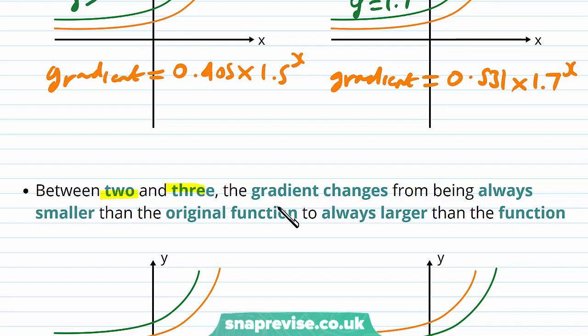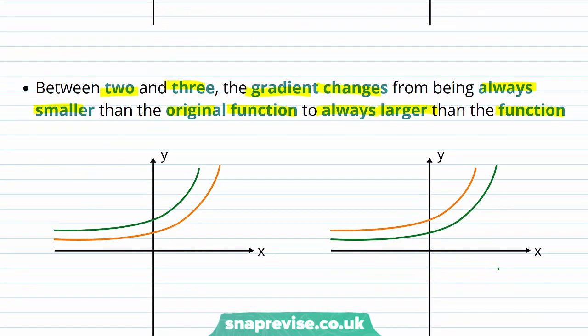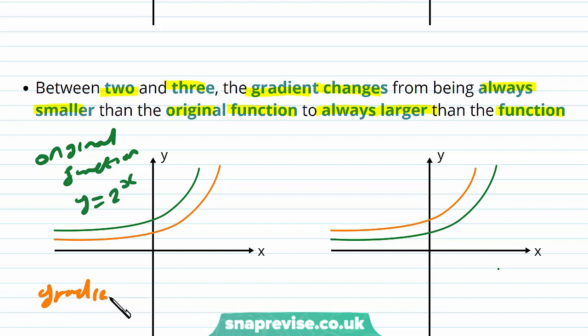Between 2 and 3, the gradient changes from always being smaller than the original function to always being larger than the original function. Let's say we have again our original function being y equals 2 to the x. Then as we saw, the gradient was 0.693 multiplied by 2 to the power of x.